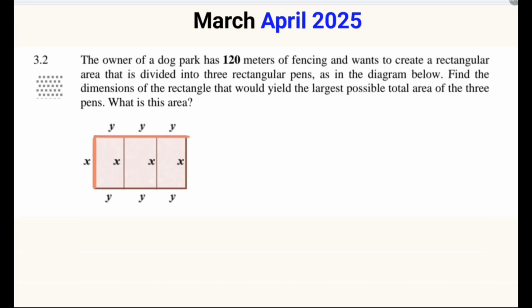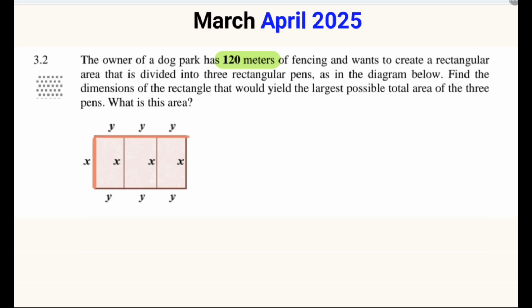Question 3.2. The owner of a dog park has 120 meters of fencing and wants to create a rectangular area that is divided into 3 rectangular pens as shown in the diagram below. We have to find the dimensions of the rectangle that will yield the largest possible total area of the 3 pens and also determine this area.